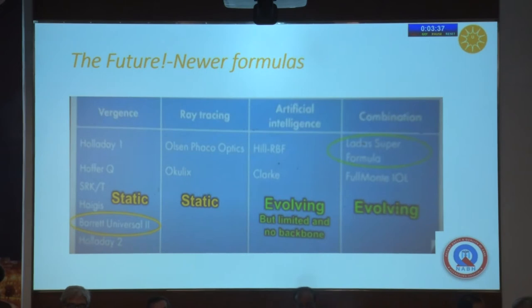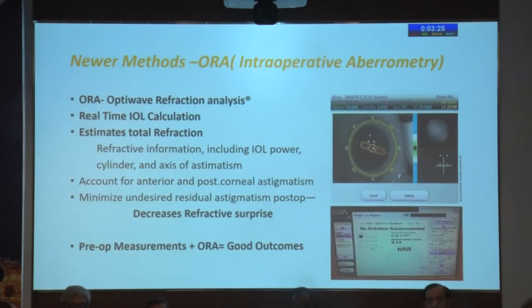Now there are many new formulas available, like the Barrett Universal. These formulas are all in the experimental phase. I think it will come. And newer is the Aura, initially called intraoperative aberrometry. This is the optimized refraction analysis and real-time IOL calculation, and it estimates the total refraction.